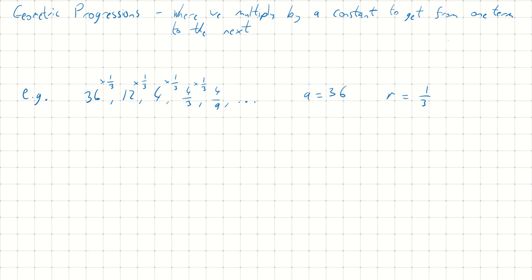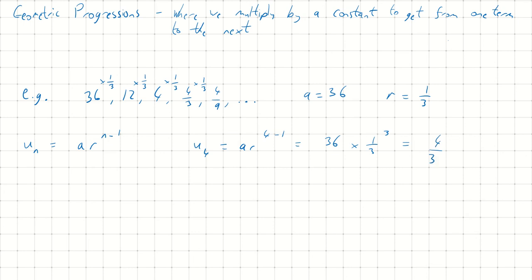And there's a formula called u_n, and that tells us the nth term. And the formula is a r to the n minus 1. So for example, if I wanted to work out the fourth term of my sequence, my fourth term is u_4, which is a r to the 4 minus 1. In this case, a is 36, r is 1/3, and 4 minus 1 is 3, so cubed. So we'd have 36 times 1/3 cubed, which happens to be 4/3, which was indeed the fourth term in our sequence.